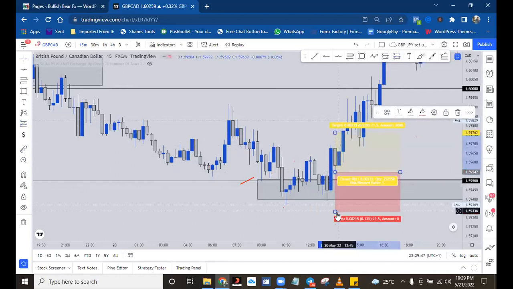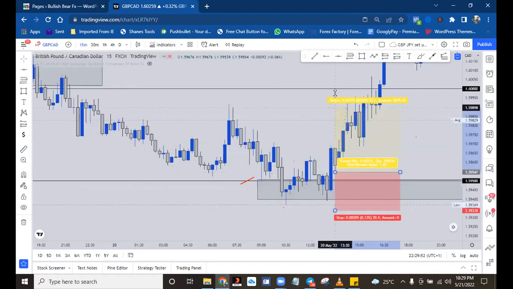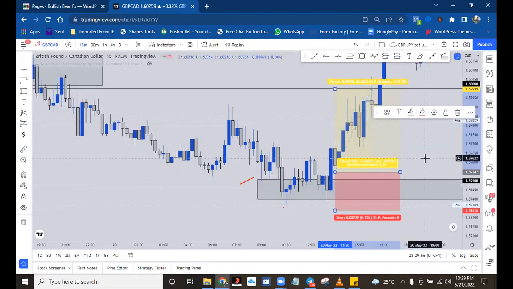Set your stop loss 20 pips. You don't want to risk more than 20 pips. And from here to here, you're targeting what? About 45 pips, and that's a good risk to reward.